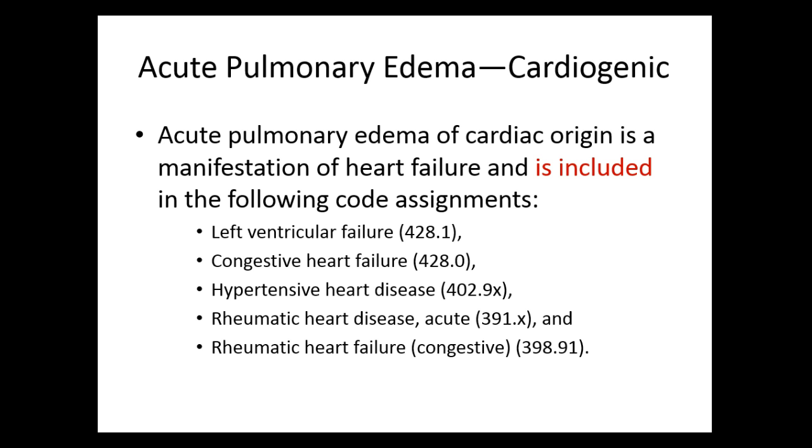Acute pulmonary edema is a pathological state in which there is excessive diffuse accumulation of fluid in the tissues in the alveolar spaces of the lung. It can be divided broadly into two categories that reflect the origin of the condition, whether it's cardiogenic or non-cardiogenic. Acute pulmonary edema of cardiac origin is a manifestation of heart failure and is included in the following code assignments for left ventricular heart failure, congestive heart failure, hypertensive heart failure, rheumatic heart disease, whether it's acute or congestive.